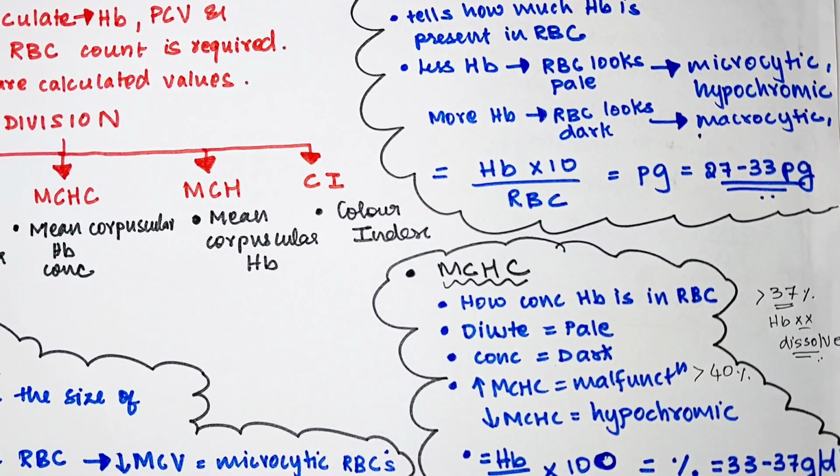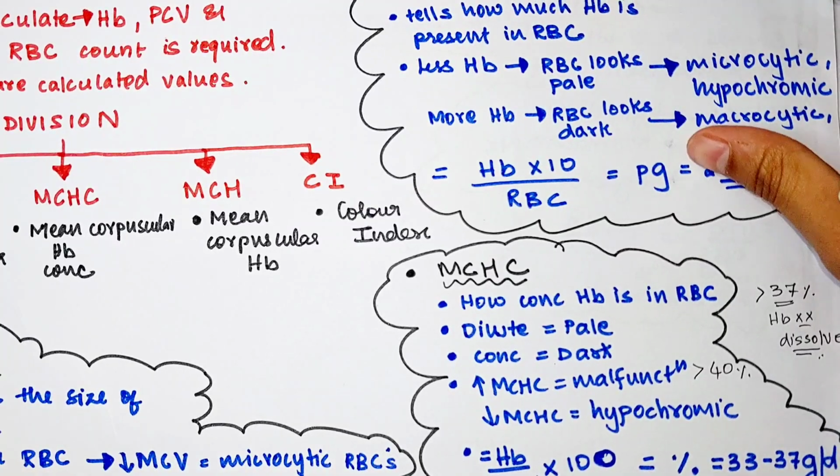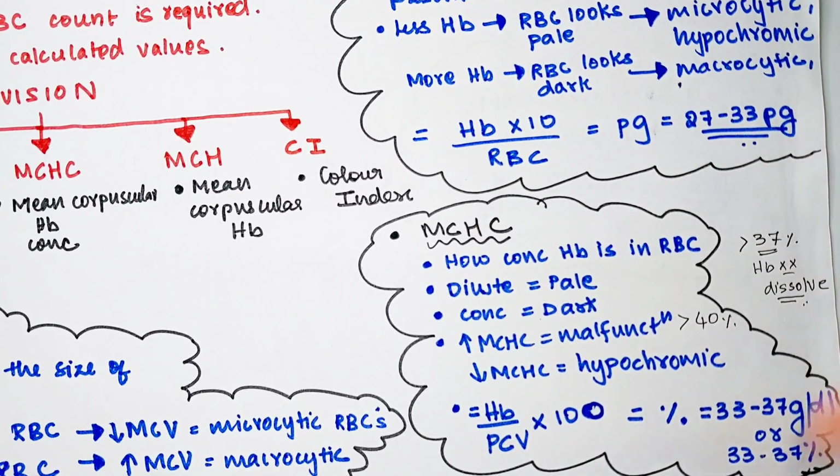The normal formula to calculate MCHC is the HB concentration divided by the packed cell volume into 100. It is represented mainly in percentage or gram per deciliter. Either one of them is absolutely all right. And its normal range is 33 to 37 gram per deciliter, or 33 to 37 percent.